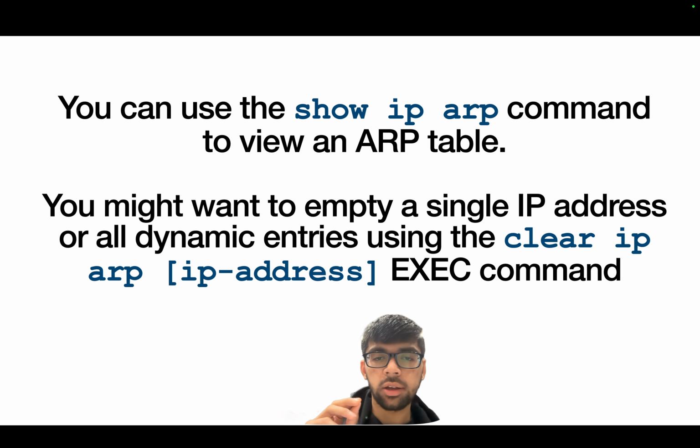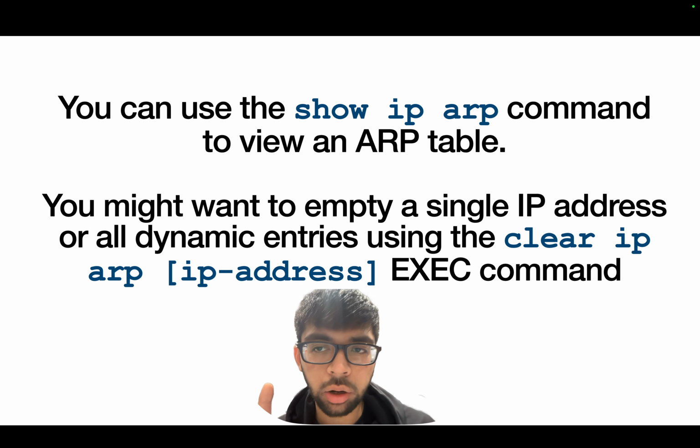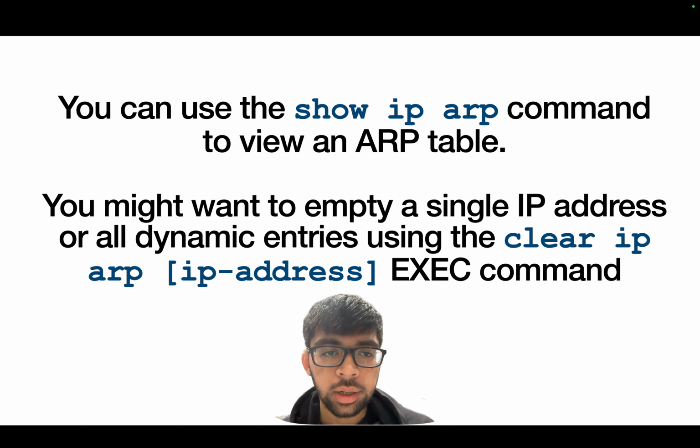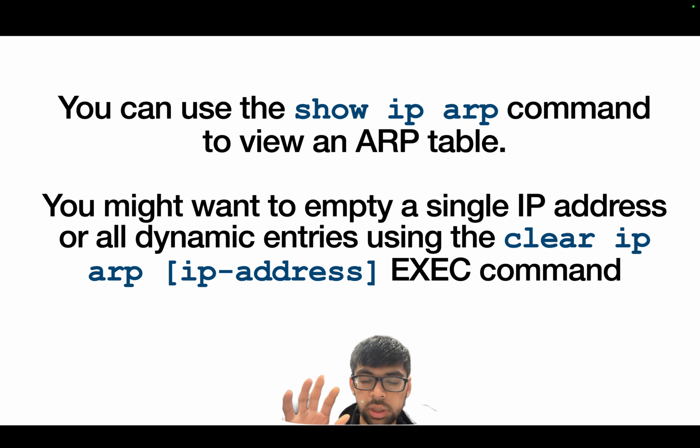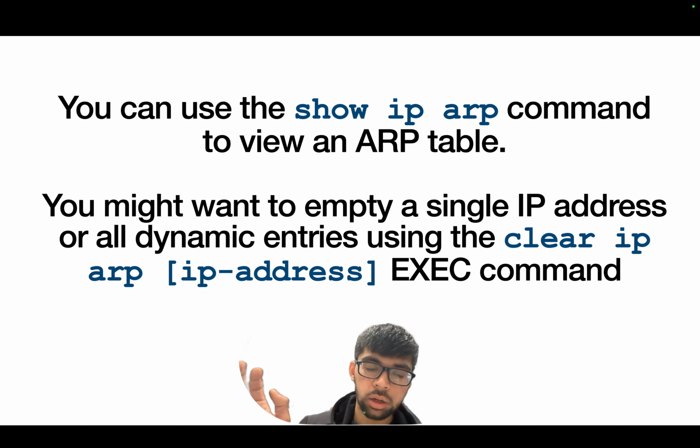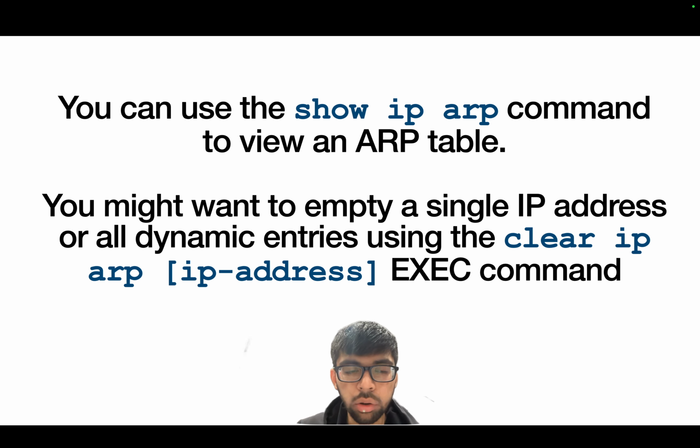So some important commands. You can use show ip arp to view an ARP table. Now you might also want to empty a single IP address or all dynamic entries, and you do that using the clear ip arp command, then insert the IP address. So this is an exec command that you can use. Show ip arp will give you that ARP table. Clear ip arp, insert the IP address, lets you empty a single IP address or all dynamic entries.